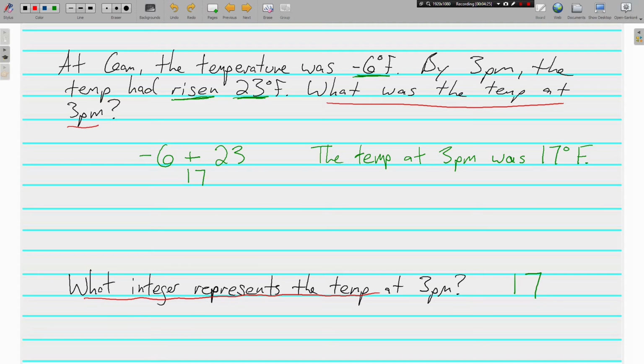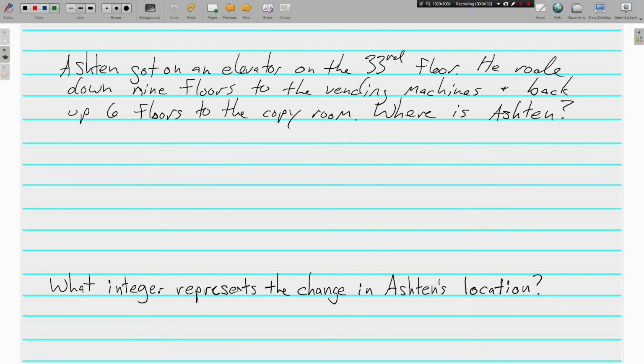Moving on. Let's do another problem. Let's see. Ashton got on an elevator on the 33rd floor. He rode down 9 floors to the vending machines and back up 6 floors to the copy room. Where is Ashton? Keywords, important information. He's starting on the 33rd floor. He rode down 9 floors. And he went back up 6 floors. So where is Ashton?